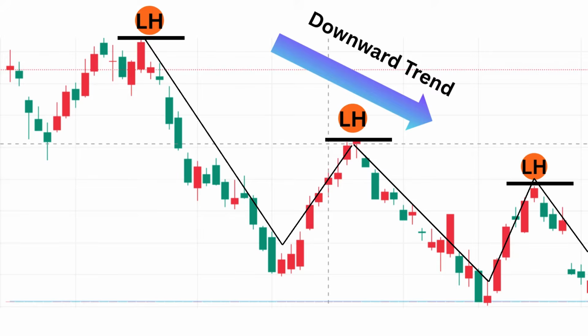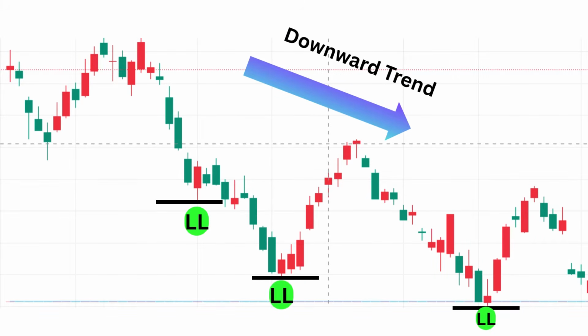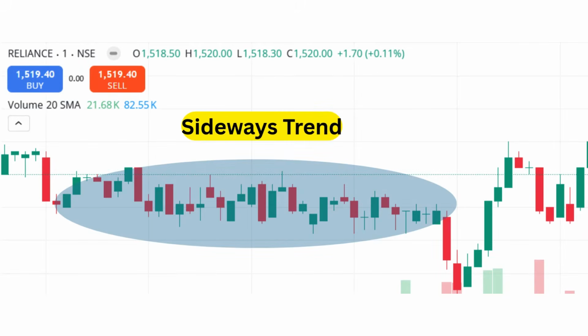A trend changes only when market structure breaks. For example, higher lows breaking means the uptrend is weakening. Indicators show what already happened, but market structure shows what is happening now.